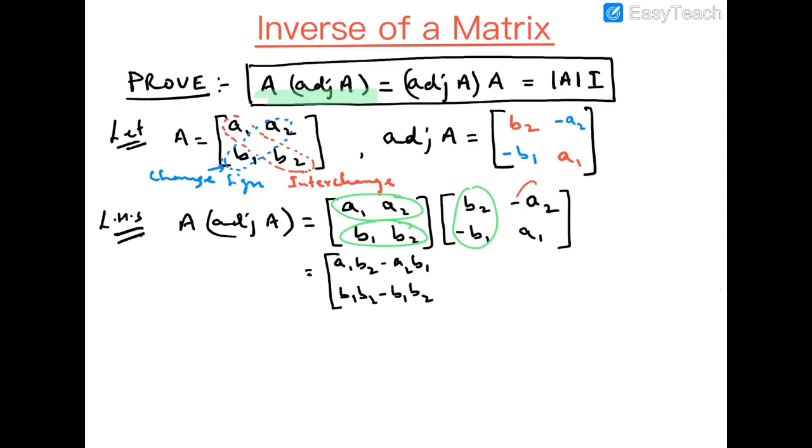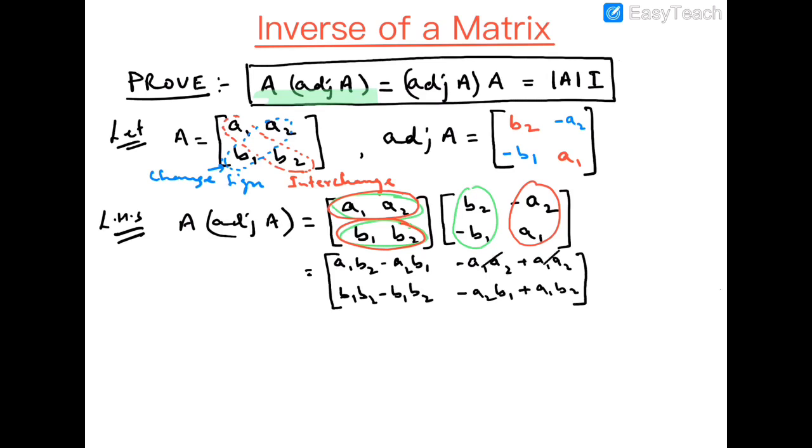Now take the second column of the second matrix and the first row of the first matrix and multiply a1 with minus a2. So we will get minus a1 a2, then plus a1 a2. And now take the second row of the first matrix and multiply b1 with minus a2 and plus b2 with a1.